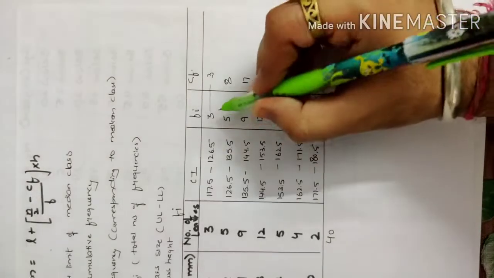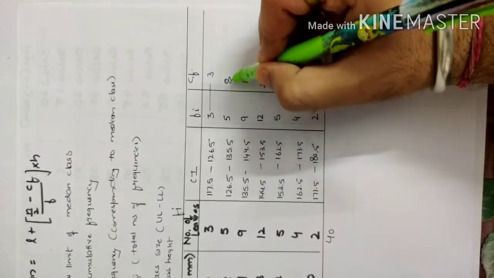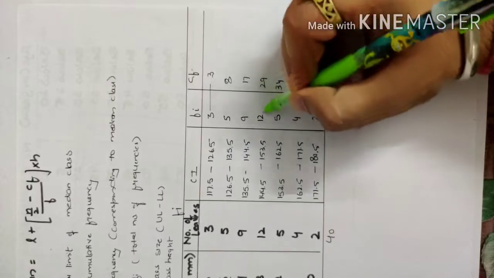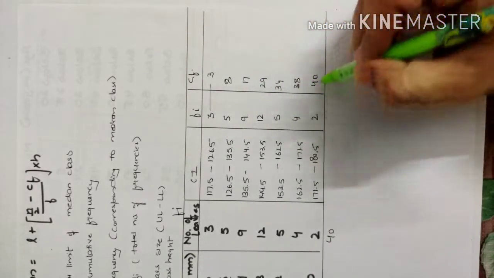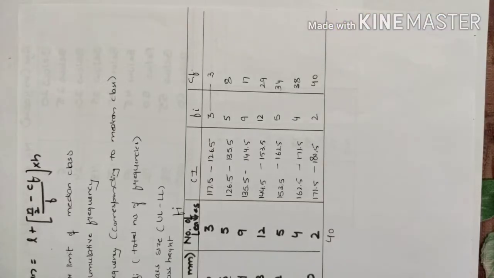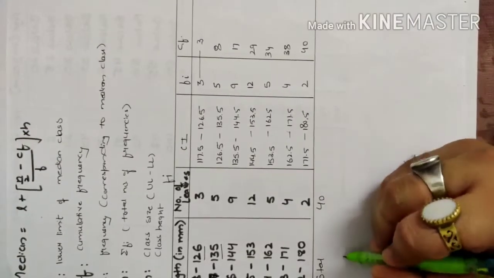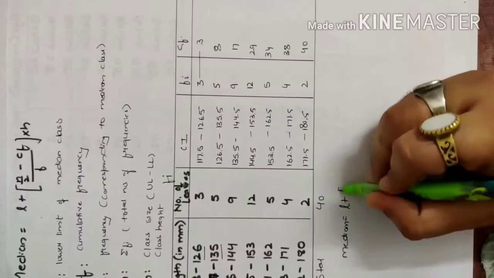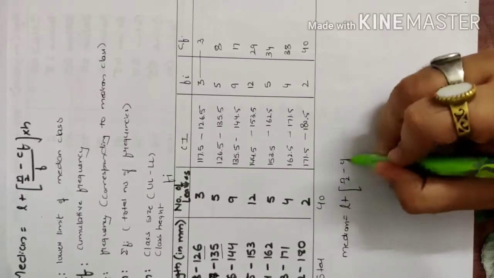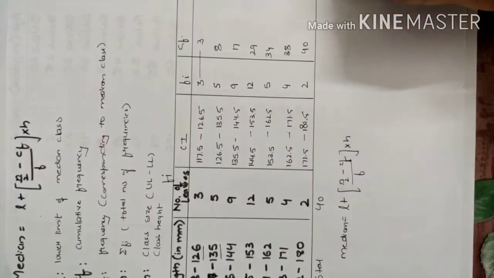So this is how you need to add to calculate the CF. I'll repeat again. First the same, then 3 plus 5, 8, 8 plus 9, 17, 17 plus 12, 29, 29 plus 5, 34, 34 plus 4, 38, 38 plus 2, 40. This is how you have to do it. Now before we calculate the median, you must write the formula that the median is given by L + (n/2 - CF)/F × H.